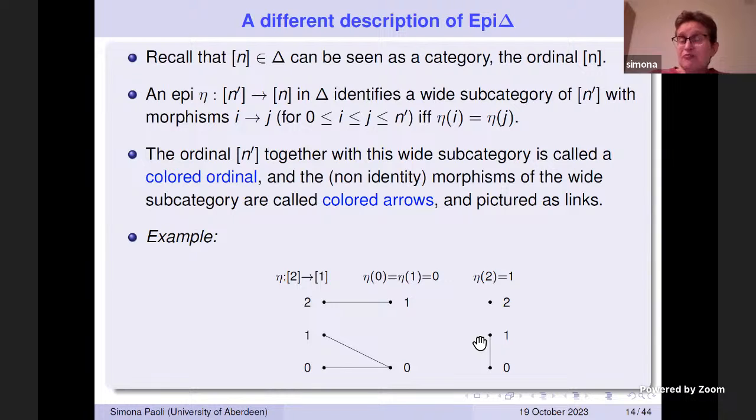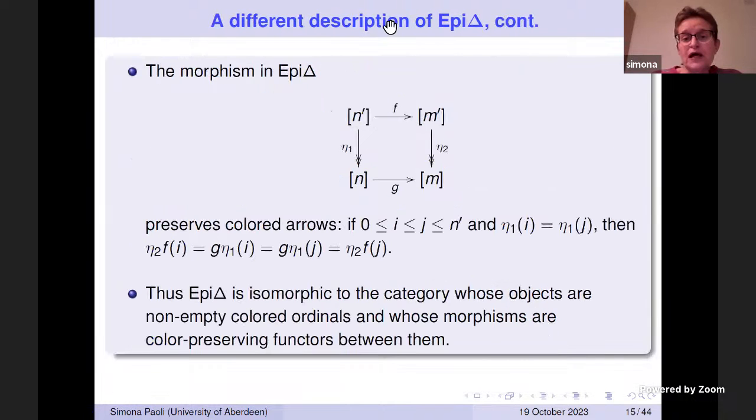morphism in epi delta? What is that? Well, let's look. So here you have this commuting square. You have a colored ordinal n prime, a colored ordinal m prime, and you see that the commutativity of this square is exactly saying that colored arrows are sent to colored arrows. It's clear because eta 1 of i equal to eta 1 of j implies eta 2 of f of i equals eta 2 of f of j by the commutativity.